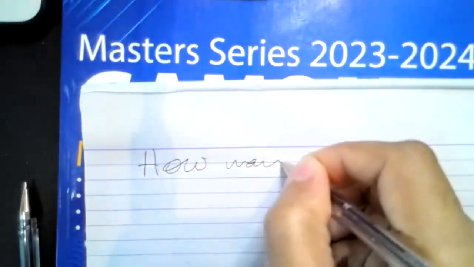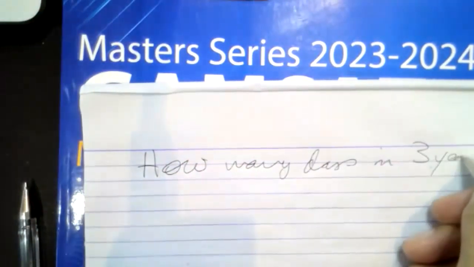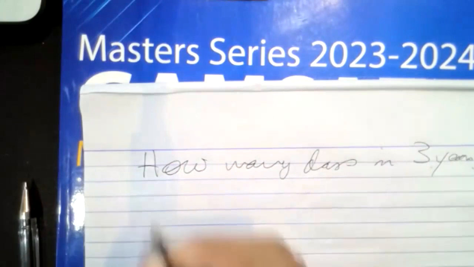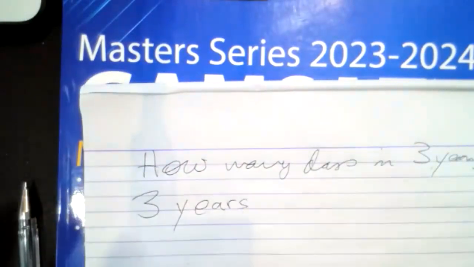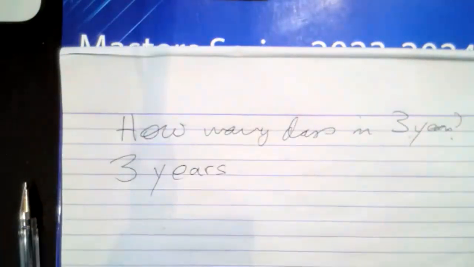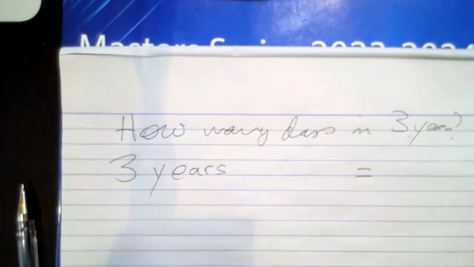So my question, how many days in 3 years? So we're given 3 years, apologies in advance, but we're going to get to something more important. So we're given 3 years. And what we do know is there's 365 days in a year. It's actually approximate, but that's good enough.